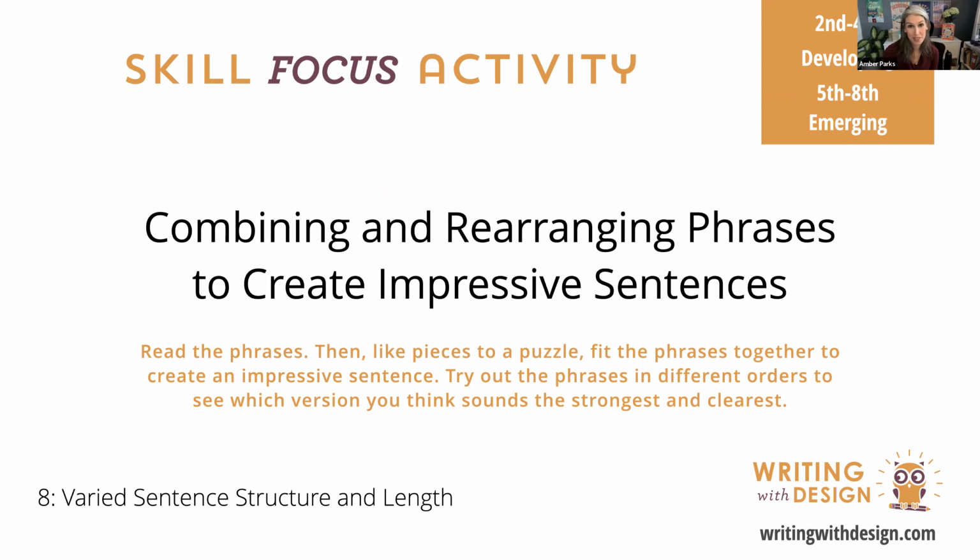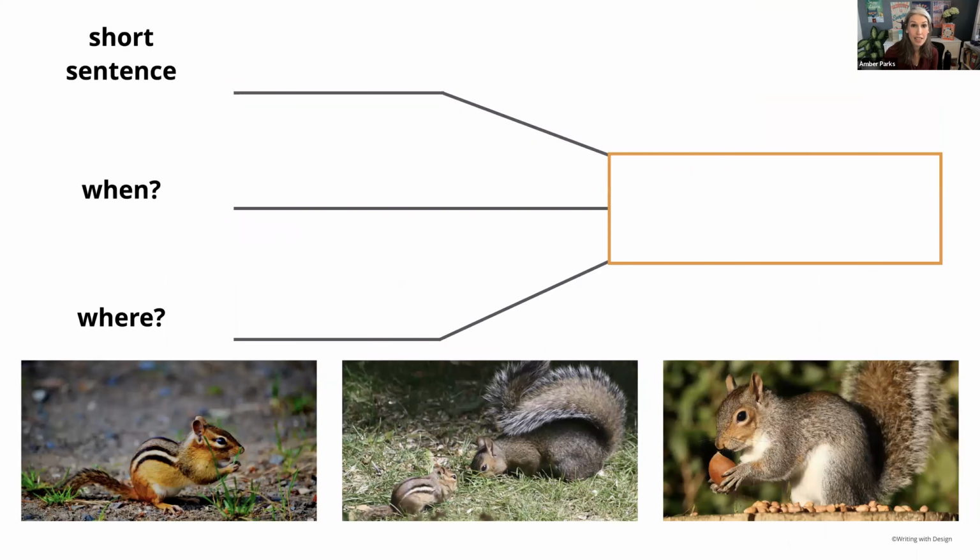So along the same line of sentence scramble, we're going to take a look at combining and rearranging phrases now to create impressive sentences. And this is akin to like a puzzle. How do we want to put these pieces together to create the puzzle that is this particular sentence? So we've got 3 different pieces, so to speak, and we're going to fit them together to create something that we think is the strongest and the clearest sentence. So this is, again, something that your family can create together. Each of you could create one and bring it to a time that you're all working on this together.